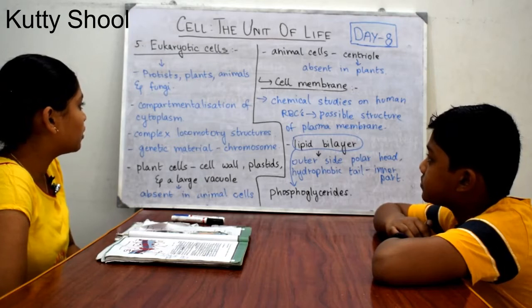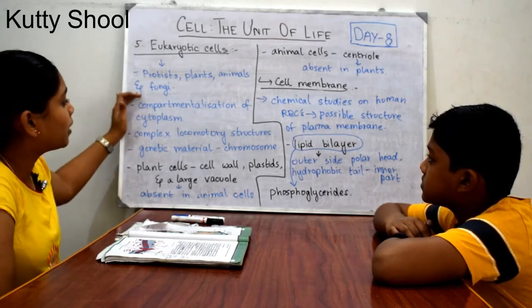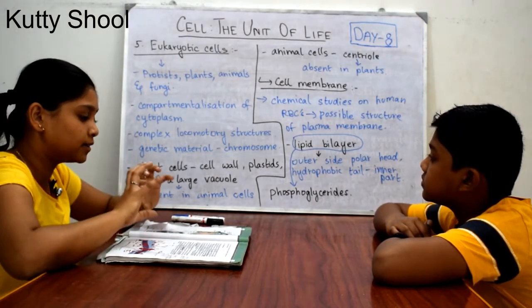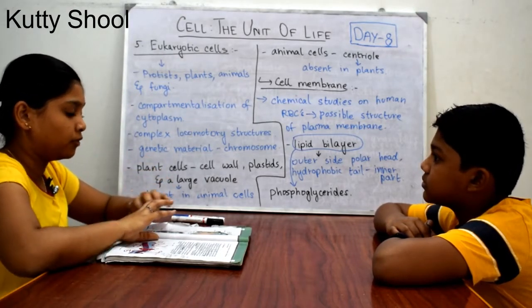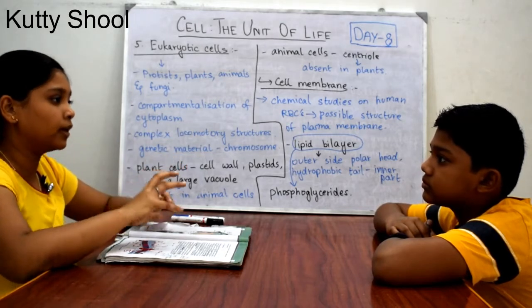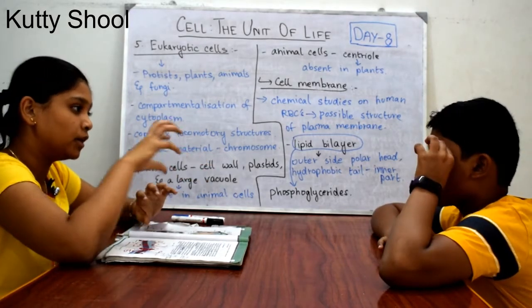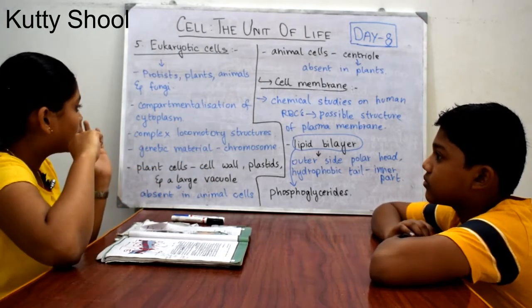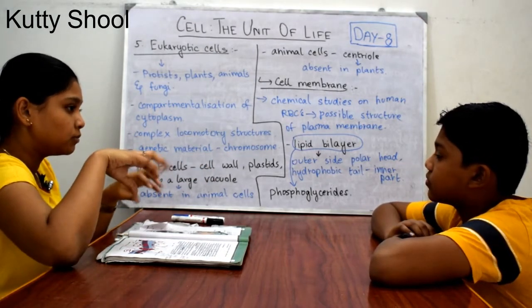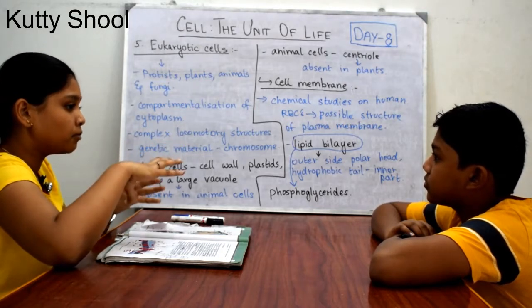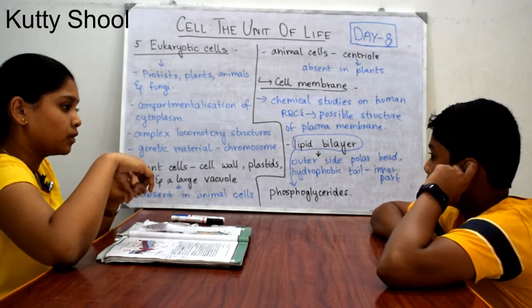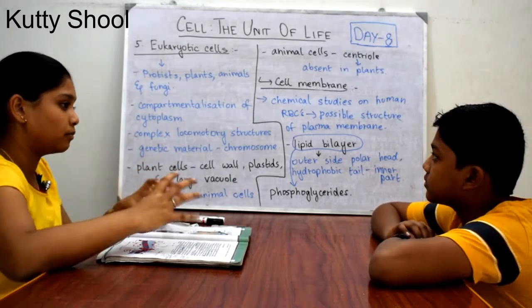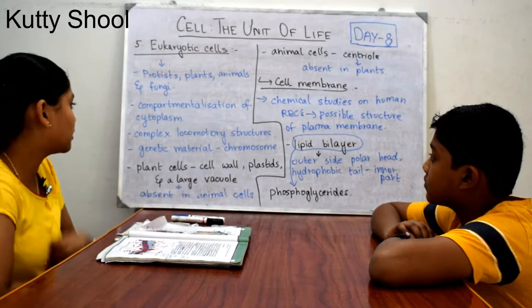These eukaryotic cells have compartmentalization of the cytoplasm. The cytoplasm is like a set of compartments. If it is a mitochondrion, it does one function, and if it is the endoplasmic reticulum, it does another function. Every organelle in the cytoplasm does its own function, like a compartment. It depends on the others, but it acts as a connected compartment.